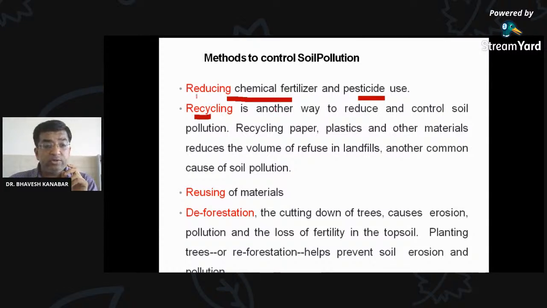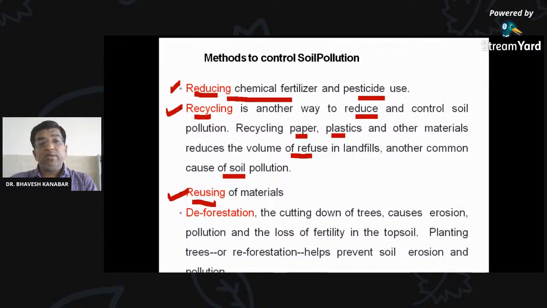Recycling: reduce, then recycle and reuse. There are three terms you have to remember: reduce, recycle and reuse. You can see that symbol also. Recycling is another way to reduce and control soil pollution. Recycling paper, plastic and other material reduces the volume of refuse in landfill, another common cause of soil pollution. So reduce the use, recycle the material which can be recycled, and reuse material.